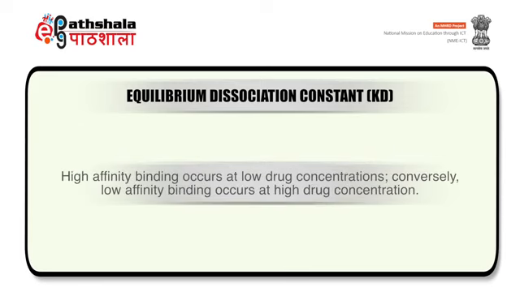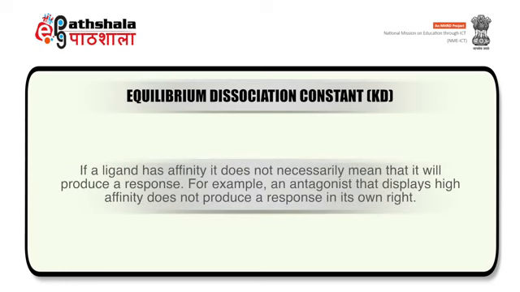High affinity binding occurs at low drug concentration. Conversely, low affinity binding occurs at high drug concentration. If a ligand has affinity, it does not necessarily mean that it will produce a response. For example, an antagonist that displays high affinity does not produce a response in its own right.